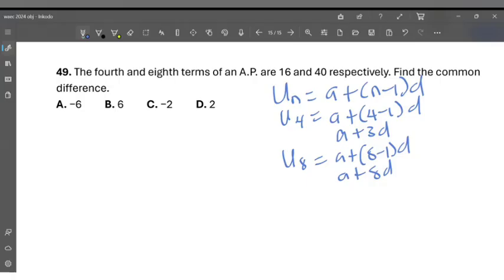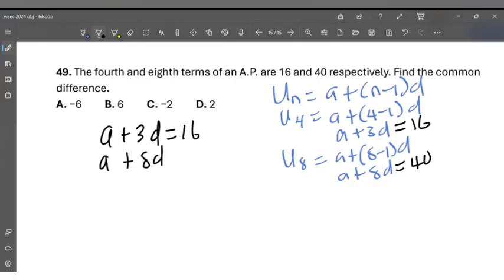So I'm told from the question that this fourth term is equal to 16 and that the eighth term is equal to 40. So I have a simultaneous equation which I'm going to rewrite here for clarity. So a plus 3d is equal to 16 and a plus 7d is equal to 40. So I can subtract equation 2 from equation 1. And when I subtract, my a is cancelled. I have 3d minus 7d giving me minus 4d. And then I have 16 minus 40.